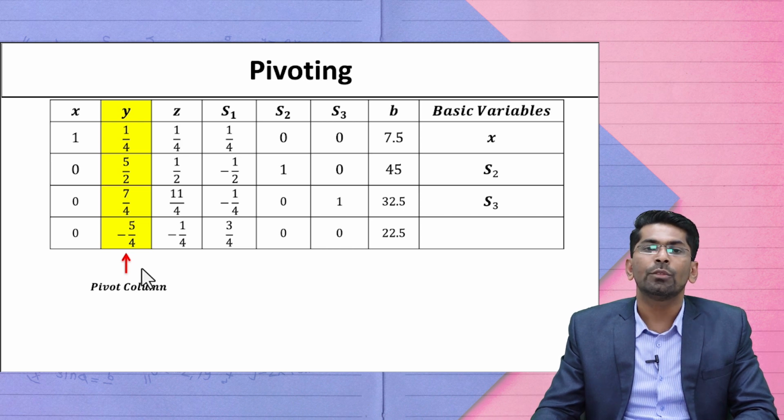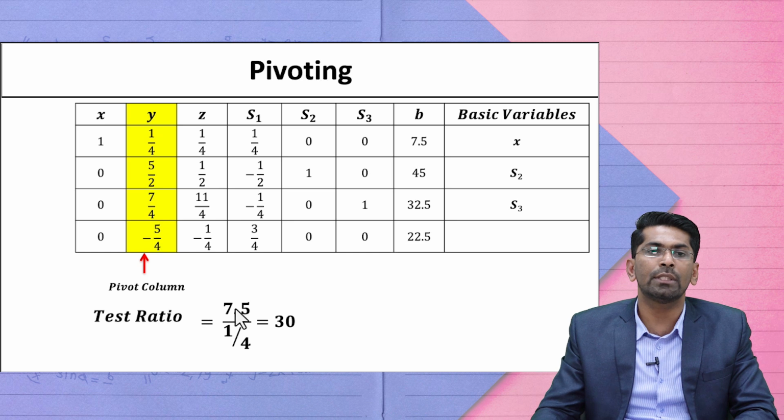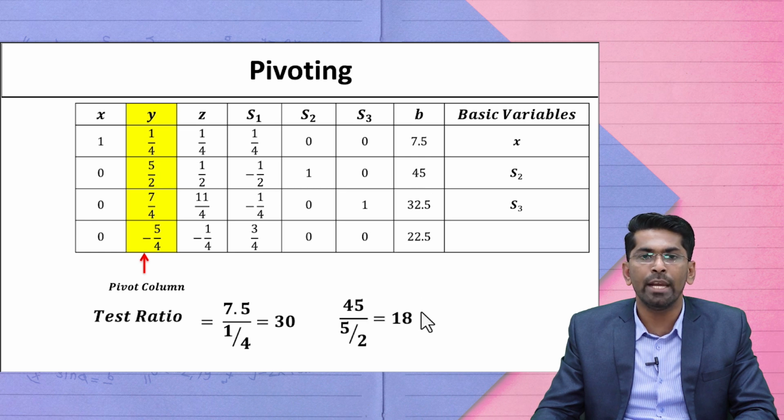row as well. For that, we are going to divide the B values by the pivot column elements. So here it is 7.5 divided by 1 by 4. So here it will become test ratio 7.5 divided by 1 by 4, which is equal to 30. Then 45 divided by 5 by 2, which is equal to 18. Then 32.5 divided by 7 by 4, which is equal to 18.57. So here the test ratios are given.